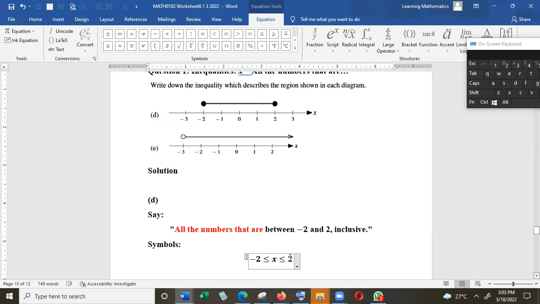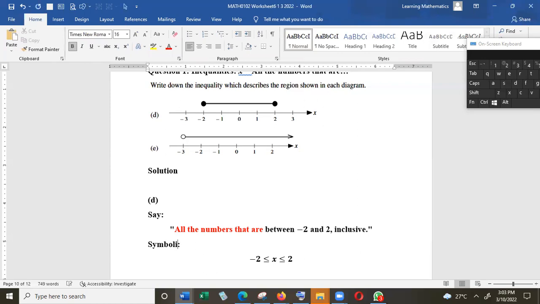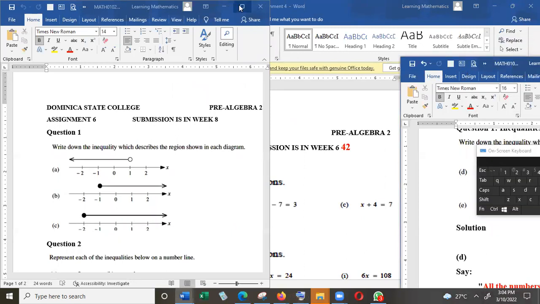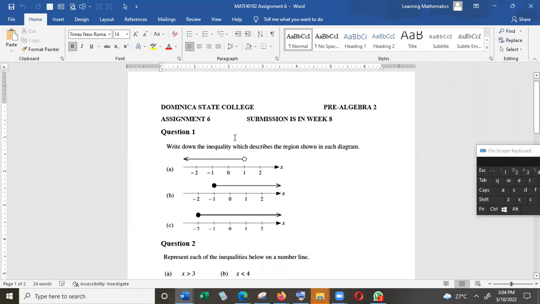So this is the symbolic notation, the symbols for this diagram representation. This is the words for it, and this is the symbols for it. So this is the answer. But I needed to include that statement here to show you how this symbol came about. So please apply this now to these 3 situations in the assignment.